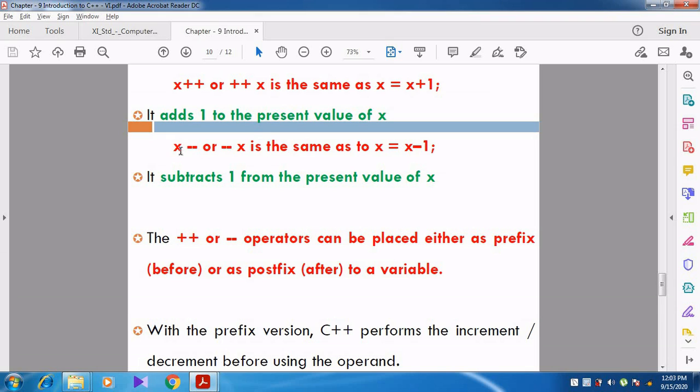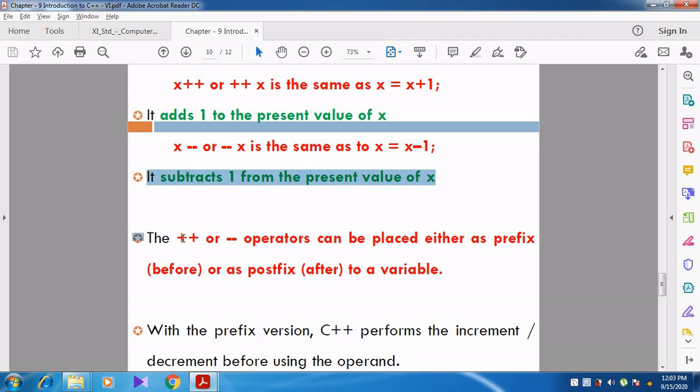Then what about x minus minus or minus minus x? x minus minus or minus minus x is the same as x equal to x minus 1. So it subtracts 1 from the present value of x. So plus plus means you are going to add plus 1. Minus minus means you are going to subtract by minus 1.